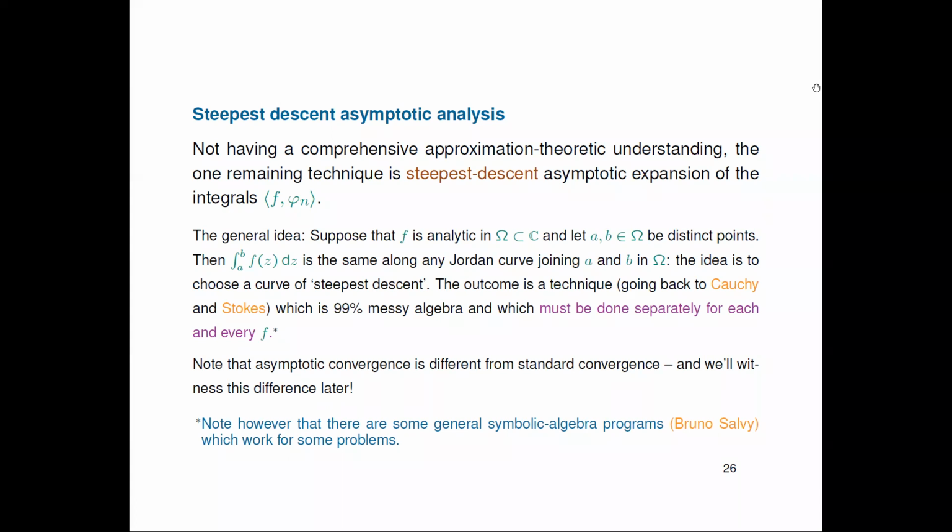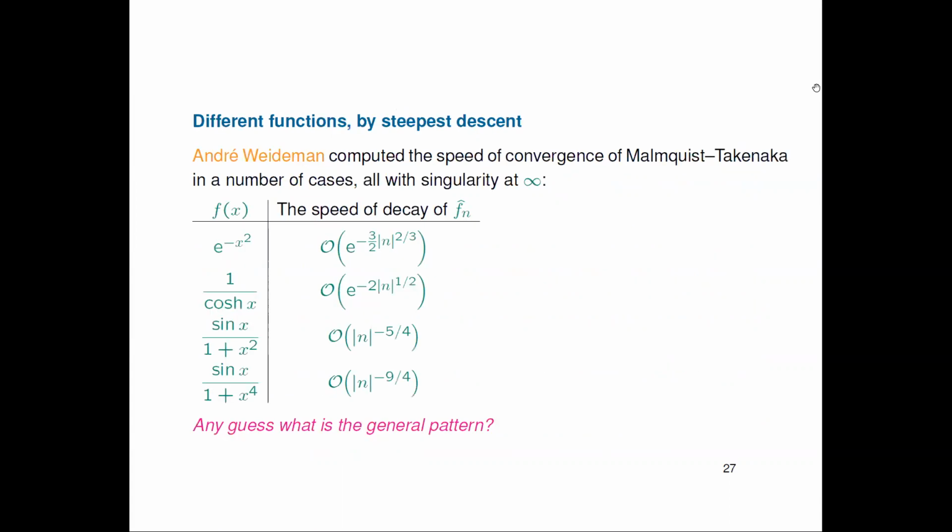Now, steepest descent is a very, very old approach going back to Cauchy and Stokes. People hate it because it is 99% messy algebra, and people prefer not to do it. And also, it gives you something which is weaker than convergence. It gives you convergence in the sense of the Watson lemma. But still, let's try to see what's going on.